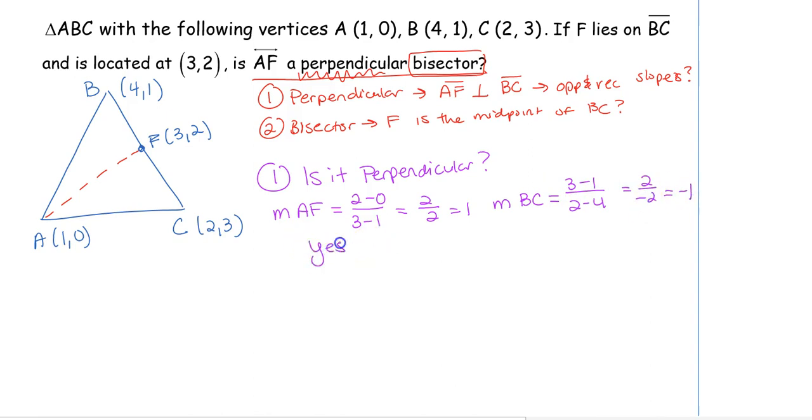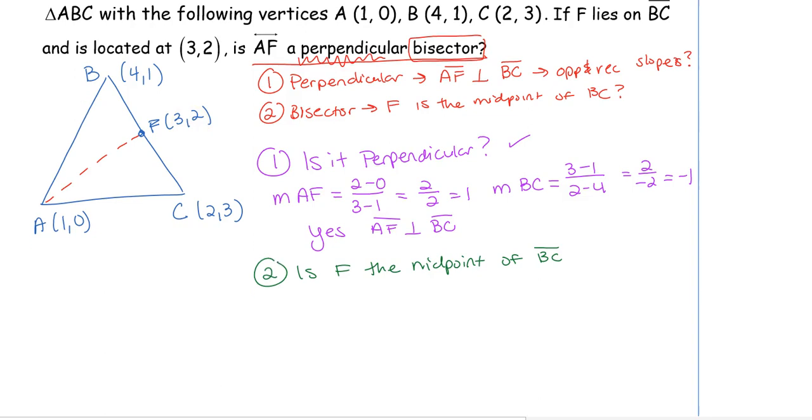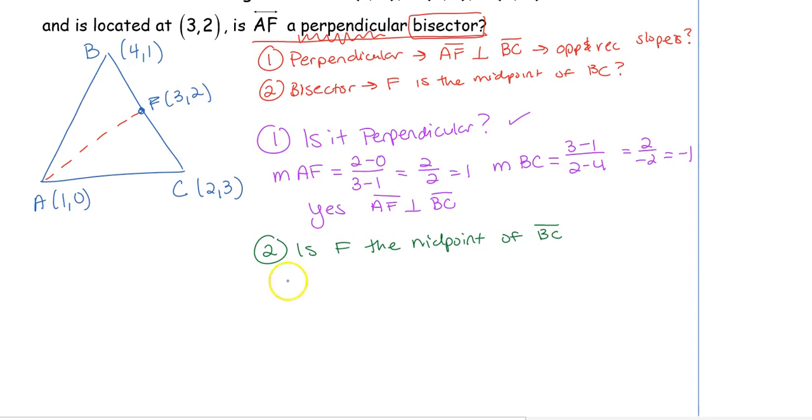So we just found, yes, AF is perpendicular to BC. So we've fit the first criteria. The next thing that we have to check, though, is F, the midpoint of BC. So we have F at (3, 2). We want to find out, is (3, 2) the midpoint of BC?